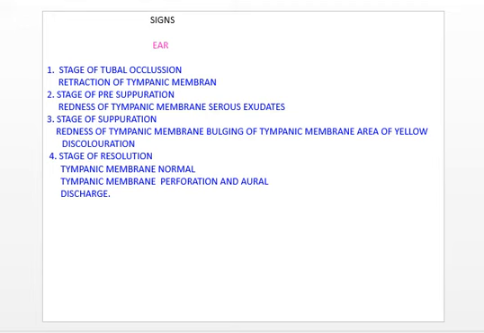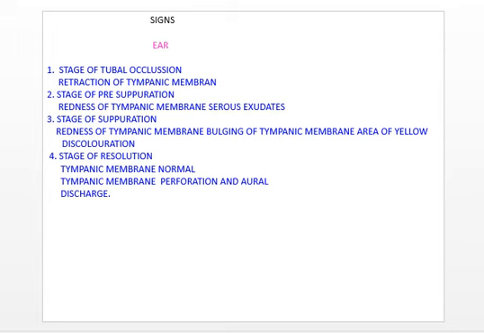is there with exudates, which is present in the middle ear cavity. To start with, it is serous exudate, and later on it will be converted into mucopus and pus. In this stage of pre-suppuration, the patient will feel mild conductive deafness, which he will complain of, and the pain might start in the ear. Initially it is mild pain.